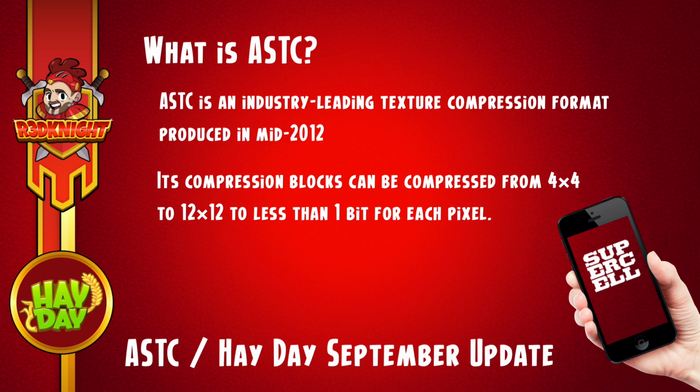Now, what is ASTC? Well, it's an industry-leading texture compression format produced in mid-2012, and basically compresses blocks from 4x4 to 12x12 to less than 1 bit for each pixel. Like I said, size is very important when it comes down to getting data and using data on our devices, as you'll see in a little while.